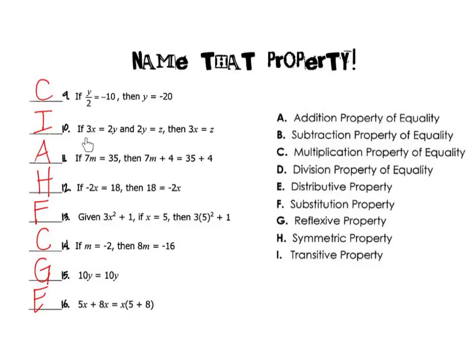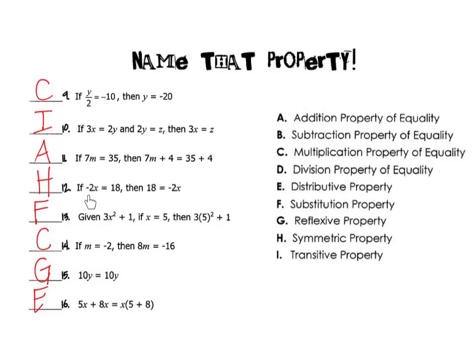Number 10, if 3x equals 2y and 2y equals z, then 3x equals z. If a equals b, b equals c, then a equals c. Both of them equal 2y, therefore they equal each other. Transitive property. 11. 7m equals 35, and then we're adding 4 to both sides of the equation. So because we're adding the same value to both sides of the equation, this is the addition property of equality.